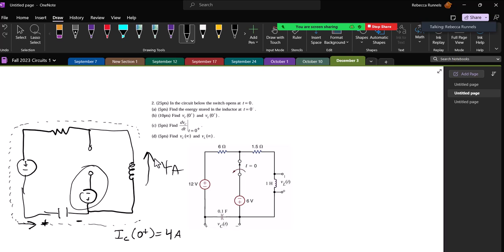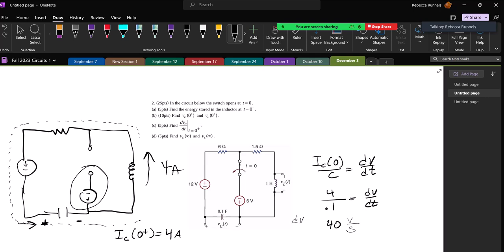And so we had that IC of 0 over C equals dV/dt. So I have 4 over my capacitance, 0.1, equals dV/dt. So 4 divided by 0.1 is 40. Now dV/dt is change in voltage over time. All of our units are normal units, so change in voltage over time is volts per second. So dV/dt at t equals 0 is 40 volts per second.